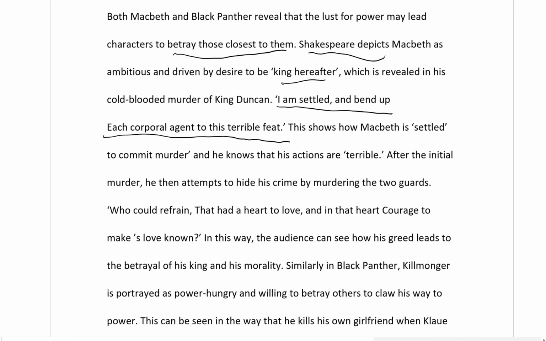Now this jerks. Suddenly there's an I. We don't know who the I is. It's just sort of dangling here. And that needs to be avoided. The sentence afterwards then explains it, saying this shows, so this is our analysis of the quote. This shows how Macbeth is settled to commit murder and he knows that his actions are terrible.